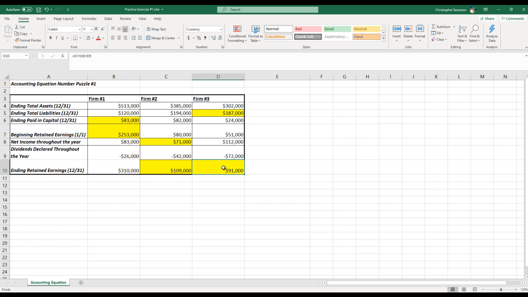Hopefully this has helped to clarify how to work this version of the accounting equation number puzzle. Again, we have a couple of versions of this type of problem you might see. So I have a couple of videos for this.